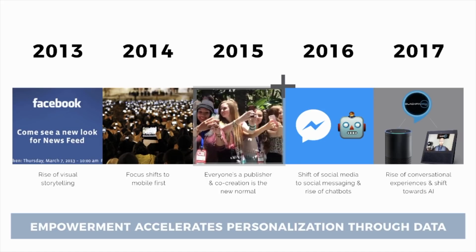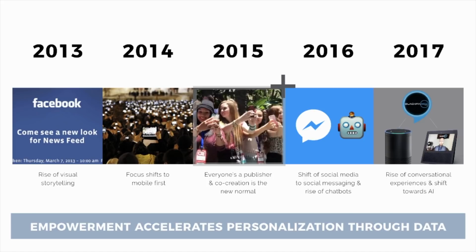So now, as we start accelerating towards today, we begin to see this idea of empowerment accelerates personalization through data. So we start to see, again, this rise of visual storytelling. You see the shifts in the platforms away from engagement hubs to strictly providing access to content in a highly visual way to grab our attention. We start seeing organizations shifting to mobile-first focus away from desktop, and we see mobile ubiquity in 2014. In 2015, we see how everyone is now essentially a publisher, and co-creation becomes the new normal.